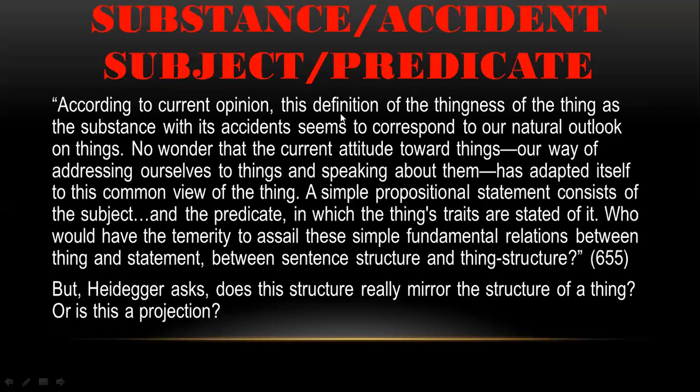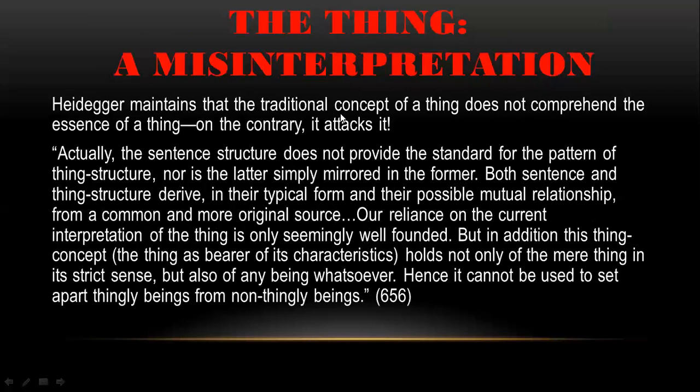You can probably see this coming. But again, he's going to ask the question: does the way we express ourselves in language, this subject predicate structure, present a way of seeing things, a way of seeing the world, a way of seeing beings, as Heidegger might put it? But does this really mirror the way things are? He asks, does this structure of the sentence, this subject predicate sentence, really mirror the structure of the thing? Or is this some sort of projection? Are we projecting something onto it?